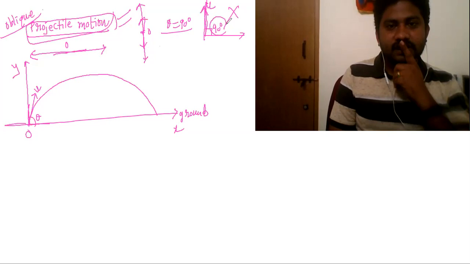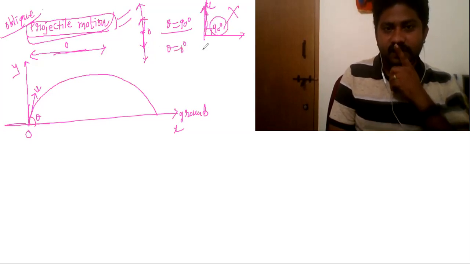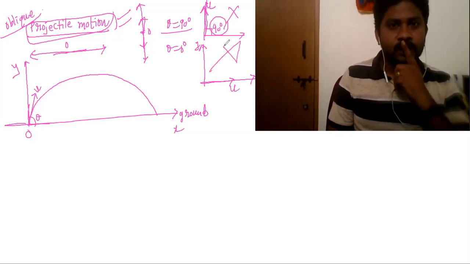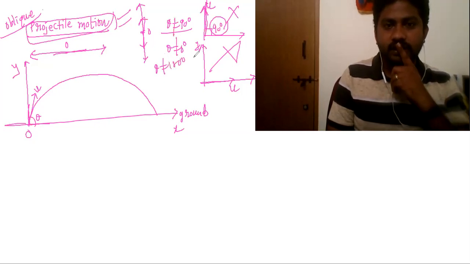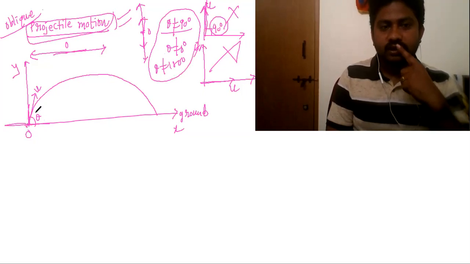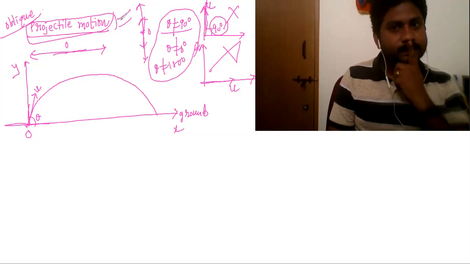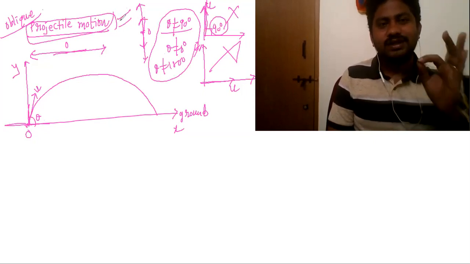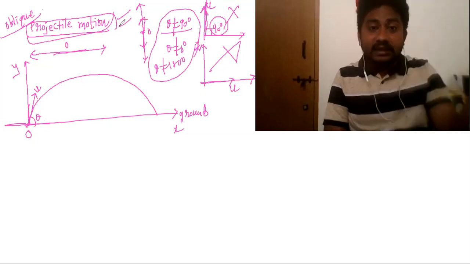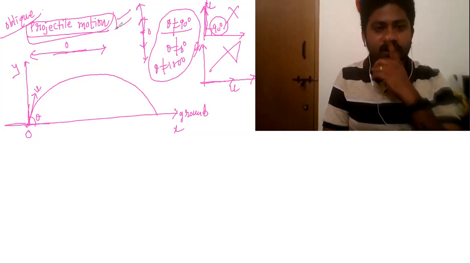If this theta value is 0 degrees, for example, this is the x-axis and this is the y-axis, theta 0 means the body is thrown in this way with some initial velocity. This is also straight line motion, rectilinear motion, not projectile motion. If your theta is not equal to 90, 0 or 180 degrees, so at any angle other than these three, you throw the body from the ground, that's called projectile motion. Is it simple? Projectile motion is the motion of a body which is projected at an angle other than 90, 0 and 180.